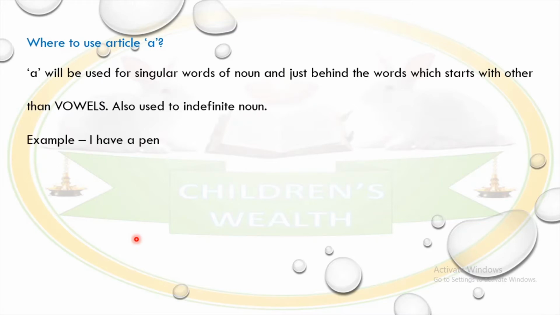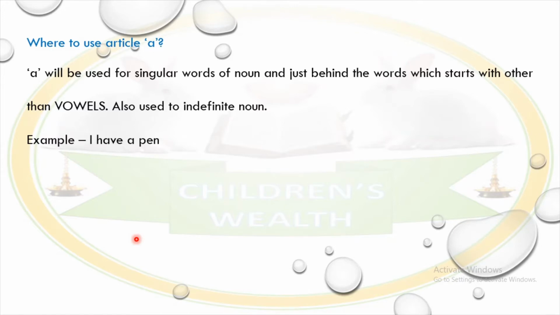Friends, a will be used for singular words of noun, just behind the words which start with other than vowels. It is also used for indefinite nouns. We'll just see the example.